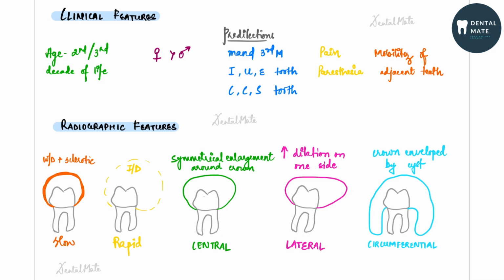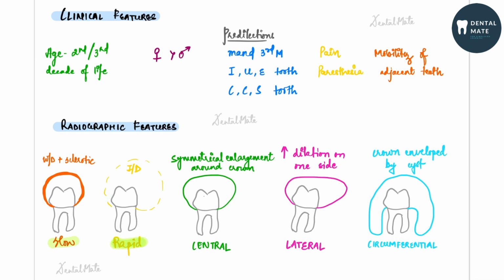Now, if we talk about the radiographic features, in general, the radiographic feature depends on the speed with which the cyst is formed. If the cystic growth is slow, then it has a well-defined radiolucent border, which is also sclerotic. But if the growth is rapid, then it has an ill-defined border.